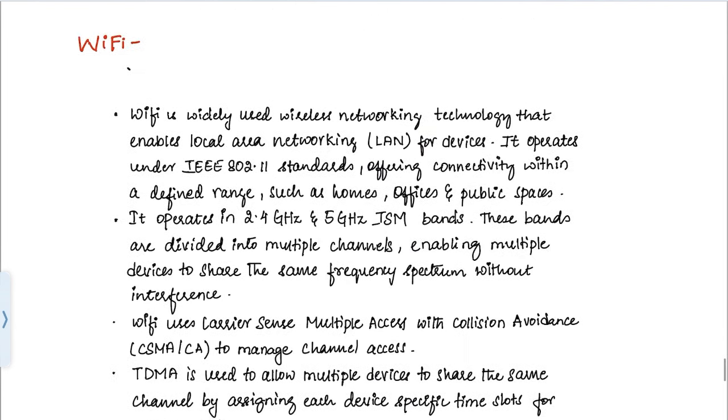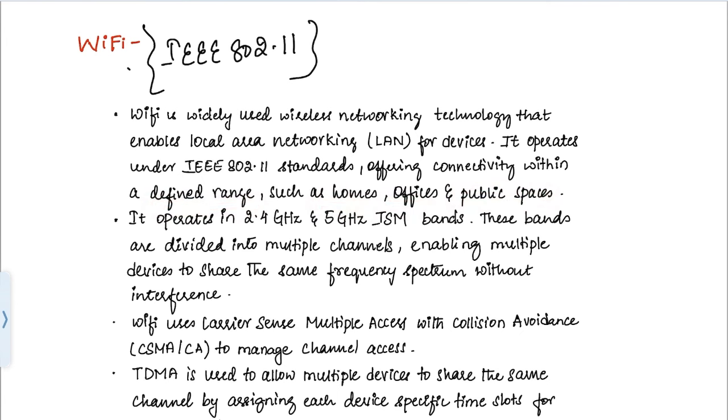Moving on further, we have Wi-Fi. So Wi-Fi is pretty popular. We can write Wi-Fi as IEEE 802.11 also. Wi-Fi is a widely used wireless networking technology that enables local area networking for devices. It operates under IEEE 802.11 standards and offers a defined range within homes, offices, and public spaces.